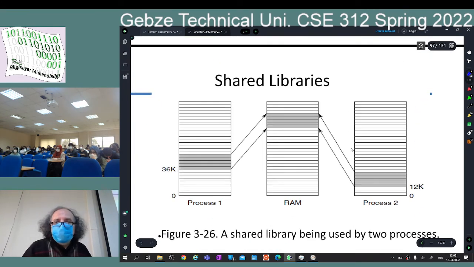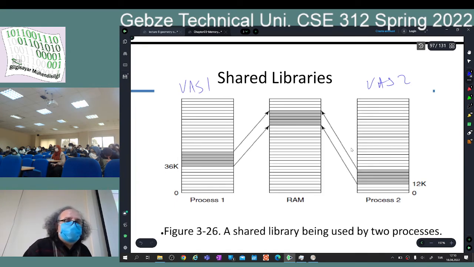Okay, this one, for the process one, this is my virtual address space 2. This is the virtual address space 1. This one will think that my shared library is at this position.